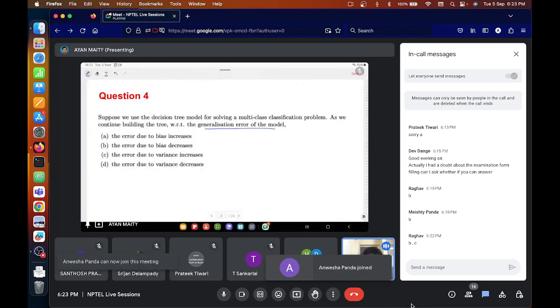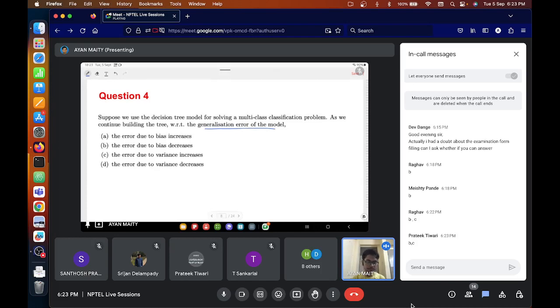Raghav has written B and C. So B is the error due to bias decreases and C is error due to variance increases. Okay. Any other answers? Pratik Tiwari has also written the same thing, B and C.